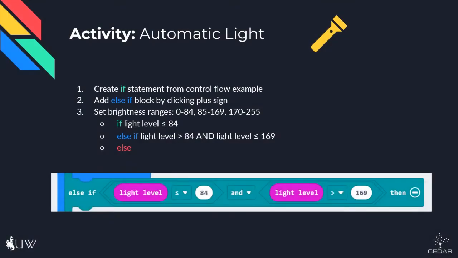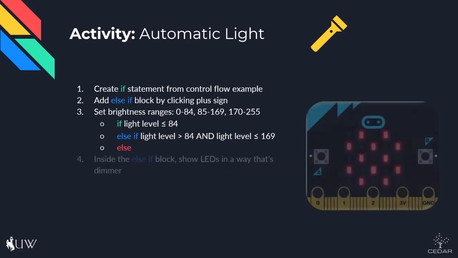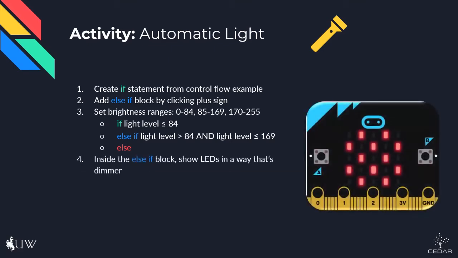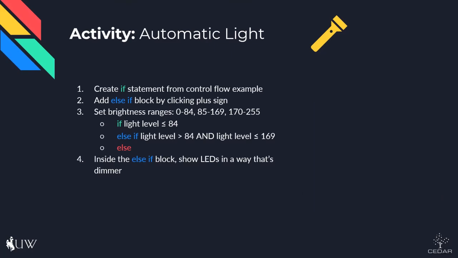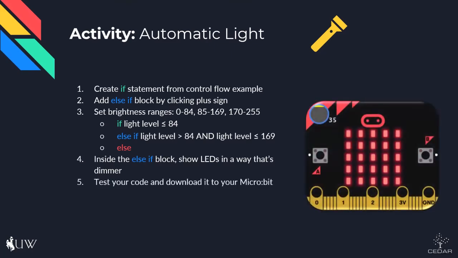Once you have your brightness ranges set, you're going to go inside the else if block and show the LEDs in a way that makes it dimmer than displaying all the LEDs at once. When you're done with that, be sure to test out your program by downloading it onto your physical microbit.